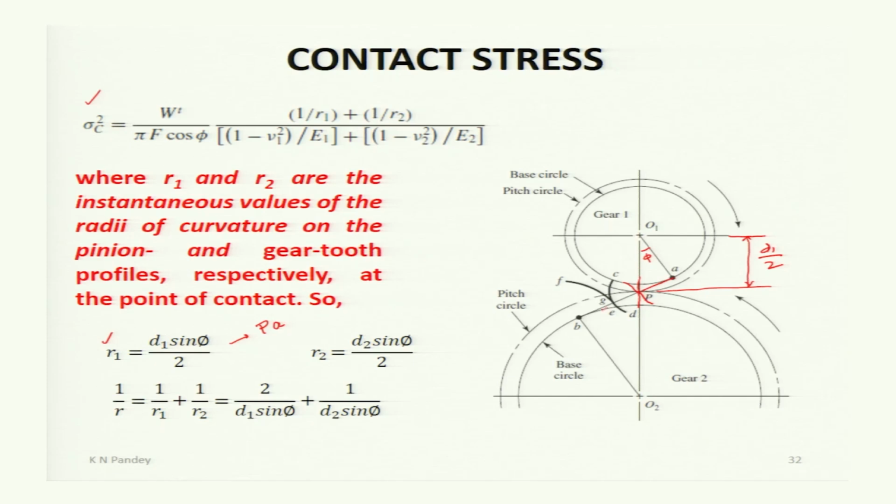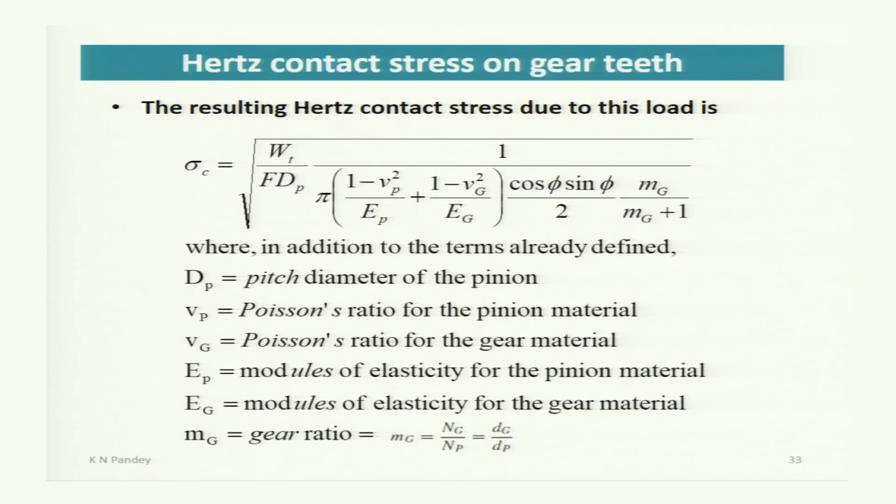Similarly, capital PB: D pinion divided by 2 and D gear divided by 2, and this angle is phi, so this distance is actually R2, and R2 is D2 sin phi divided by 2. So, 1 upon R1 plus 1 upon R2, which is used in this formula, is given by this one. After substitution, we got the Hertzian contact stress in the gear from this formula.